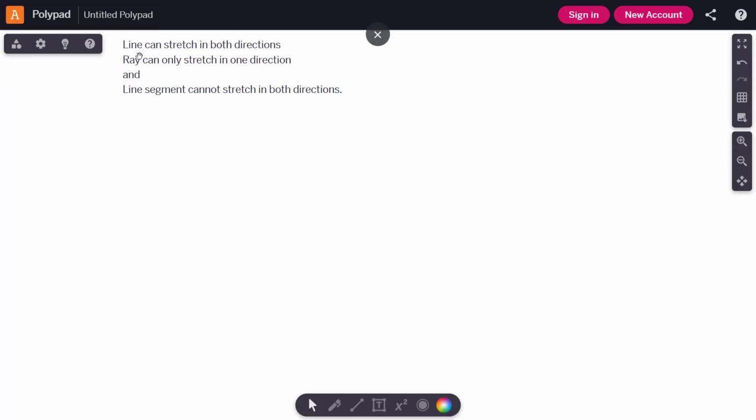Okay. A line can stretch in both directions. A ray can only stretch in one direction. A line segment cannot stretch in both directions. Alright, now we're gonna get into some more geometry. We're gonna talk about angles.